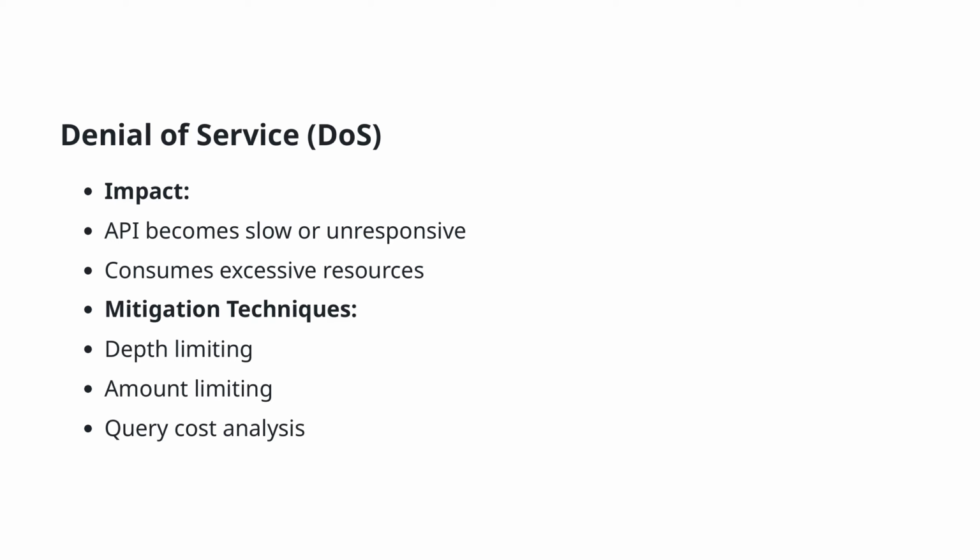2. Amount limiting. By limiting the number of fields that can be requested, you can protect against overfetching data in a single query. 3. Query cost analysis. This technique involves evaluating the cost of each query based on its complexity and requiring higher authentication levels for more expensive queries. This ensures that heavy queries are executed only by trusted users. Implementing these mitigation techniques can help maintain the performance and reliability of your GraphQL API in the face of potential DOS attacks.